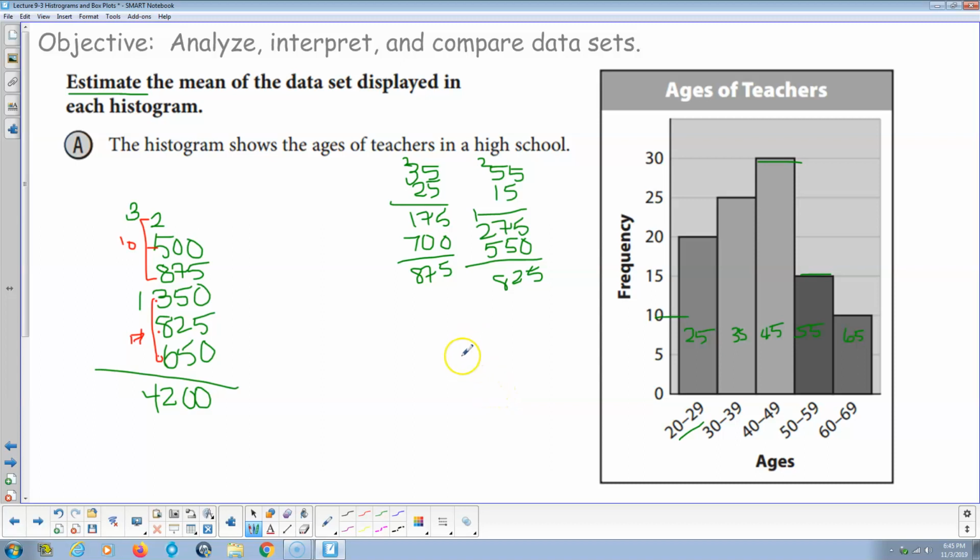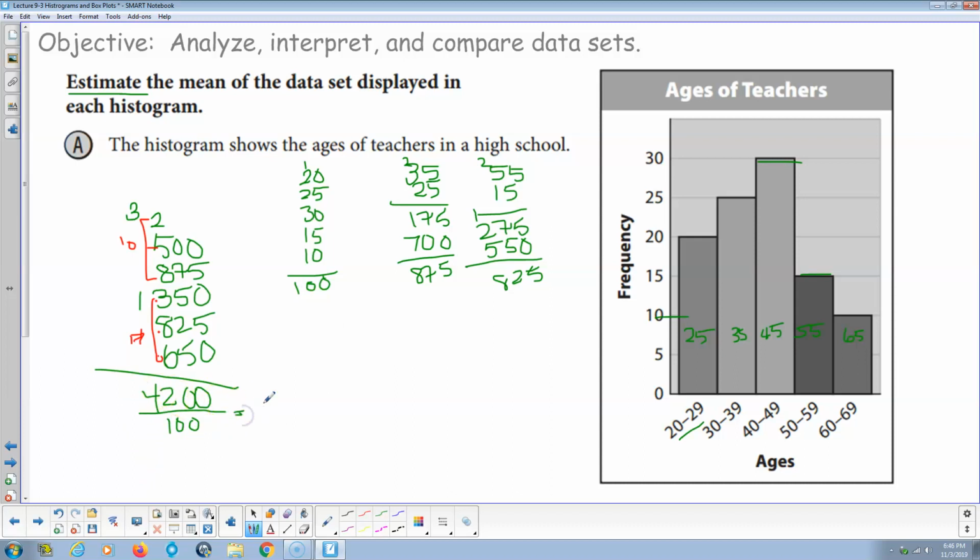Now here's the one thing I didn't do. I didn't add up all the totals. I got to do that now. So the total frequencies: 20 in the first interval plus 25 in the second interval, and 30 in the next interval, and then we have 15 in the next interval, and 10 in the last interval. So 5 and 5 is 10, we're going to carry the 1 there, so 1, 2 is 3, and 2 more is 5, and 3 more is 8, plus 2 more is 10. So there's 100 items. So 4,200 divided by 100, that's easy.